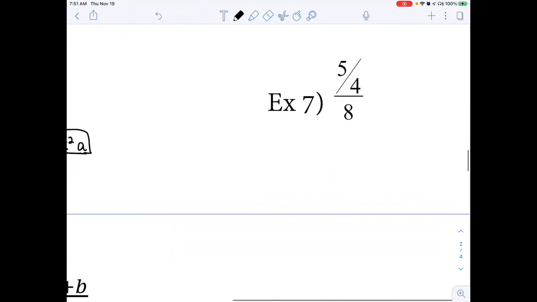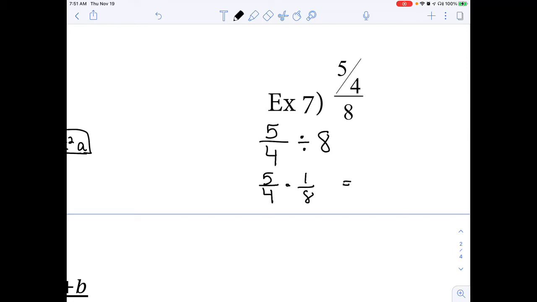Example 7, this is called a complex fraction. With complex fractions, you take the first fraction and you're dividing it by the bottom fraction. So remember what I said when dividing. I know Ms. Donahue always said dividing by fractions is as easy as pi. Flip the second fraction and multiply. So we keep the 5 over 4, and we multiply by 1 over 8, and we end up with 5 over 32, which does not reduce.